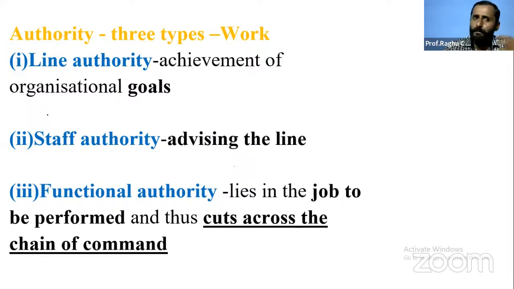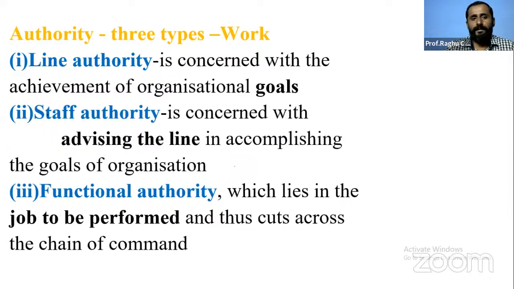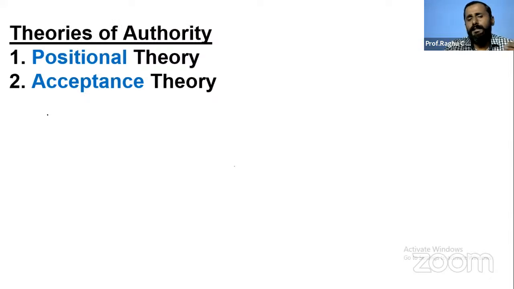Here a person might be having authority because he is an expert with respect to one function, right? The same things. Another is theory of authority. One is positional theory. So just listen to these things now. What is this positional theory?